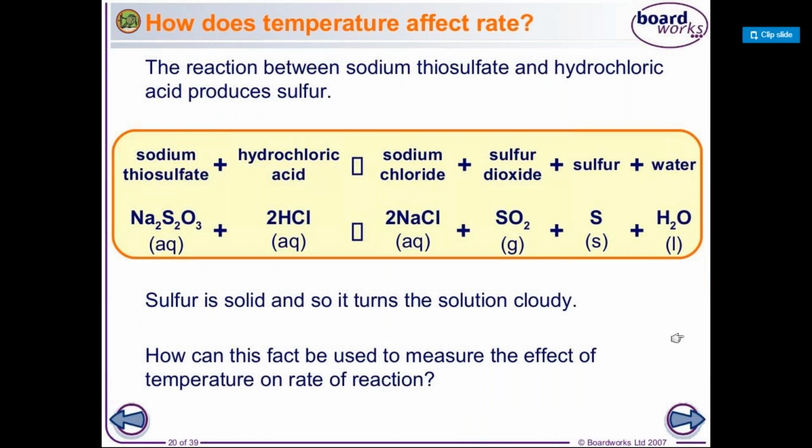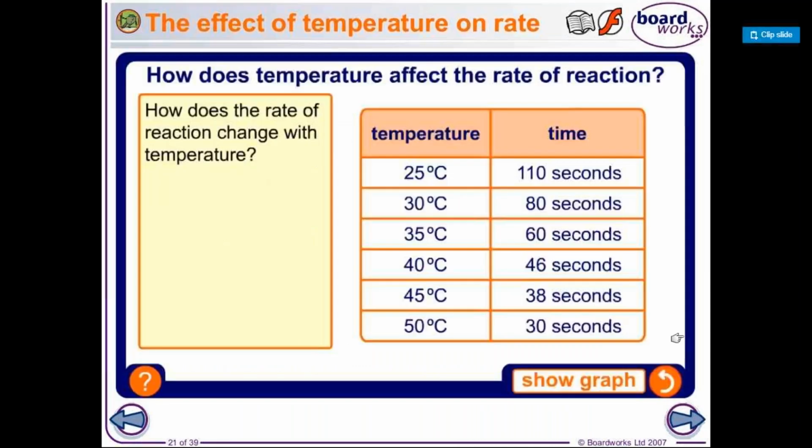The reaction between sodium thiosulfate and hydrochloric acid produces sulfur. Sulfur is a solid and so it turns the solution cloudy. How can this fact be used to measure the effect of temperature on the rate of reaction? For example, how does temperature affect the rate of reaction?